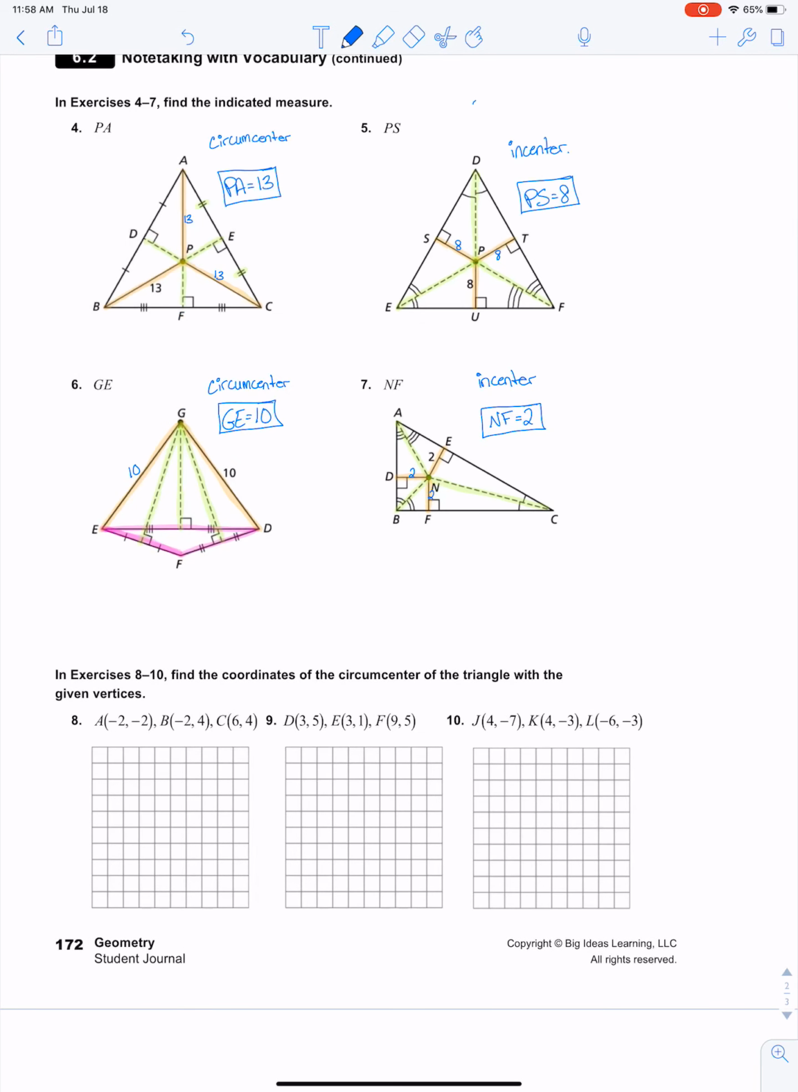Hopefully this is giving you a better idea of what a circumcenter and incenter is and what a circumcenter and incenter creates: a point that is equidistant from each side. Now in exercises 8, 9, and 10, they want you to find the coordinates of the circumcenter of the triangle with the given vertices. So what we're going to do is first plot our coordinates.